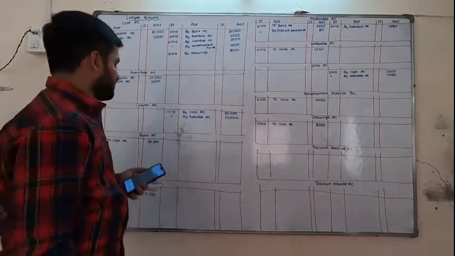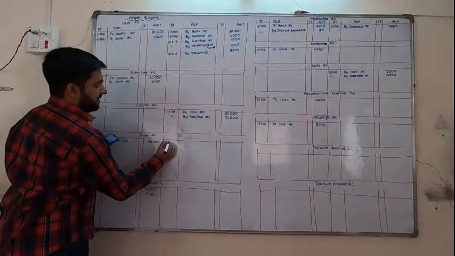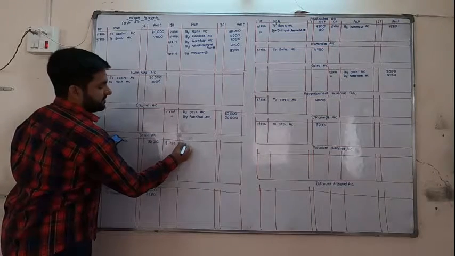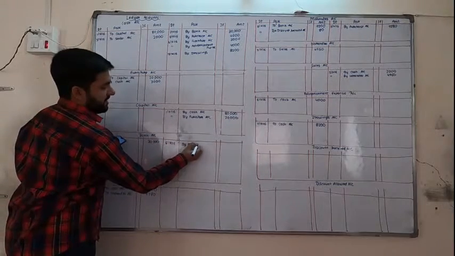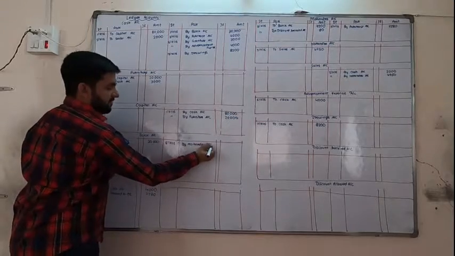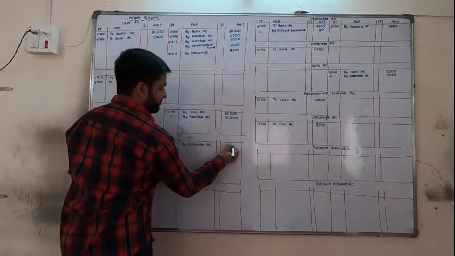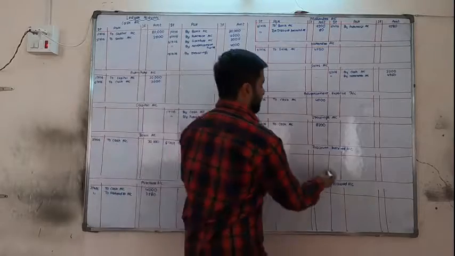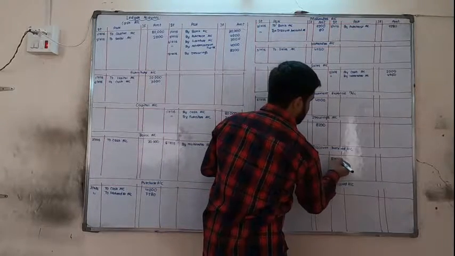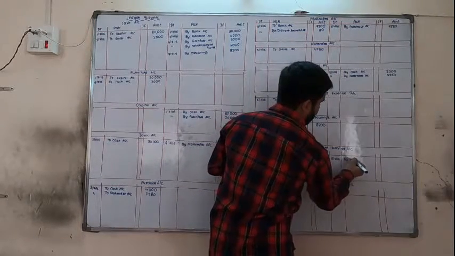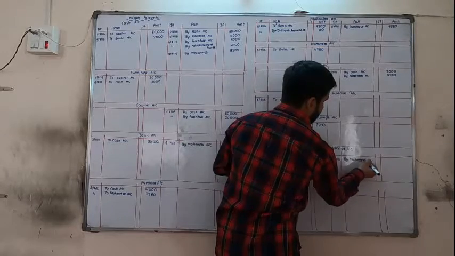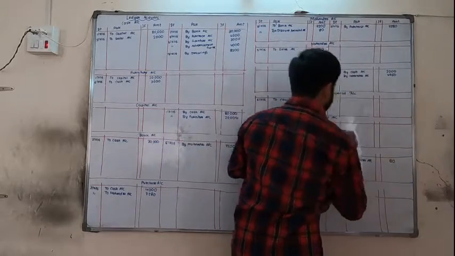Now bank is credited, on credit side of bank 8/7/16. What is written opposite? By Mahindra, so by Mahindra account, and the amount should be of bank only 7200. Discount received is credit, so credit side of discount received, what is written opposite? By Mahindra account, amount of discount received only 80 rupees.